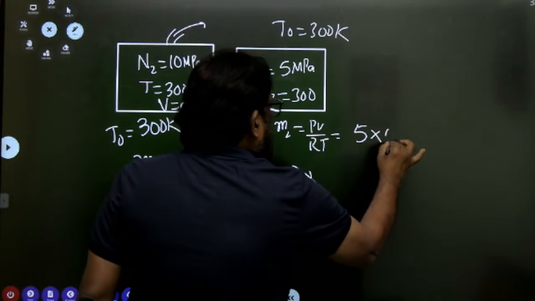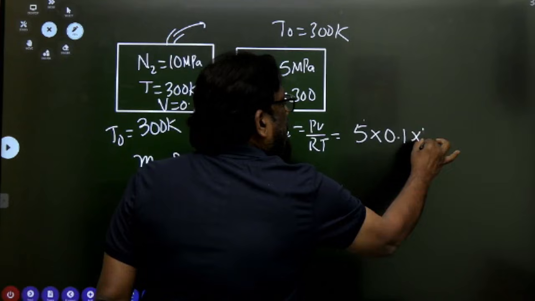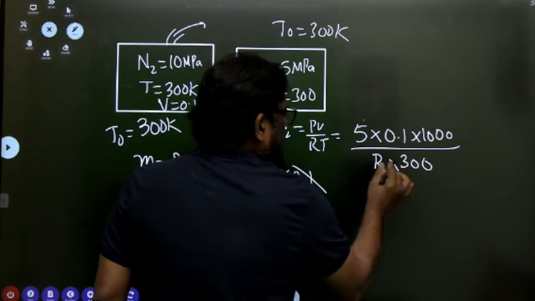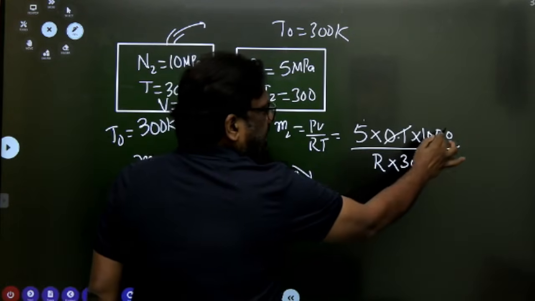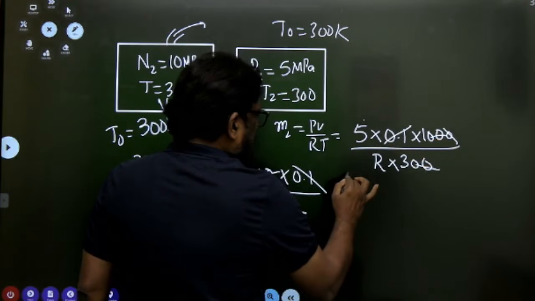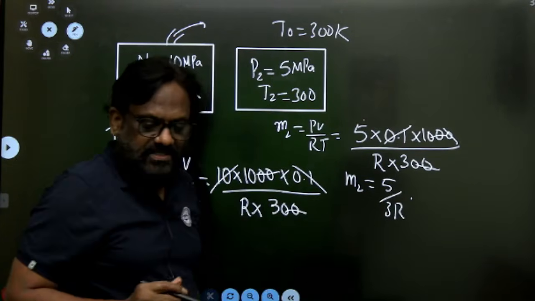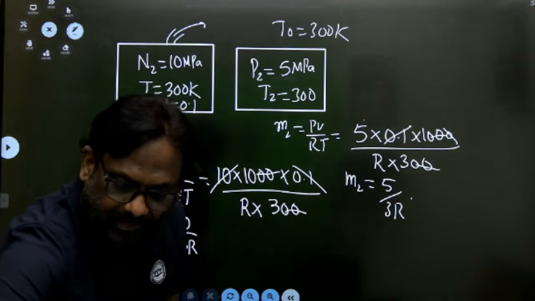5 and volume is 0.1, लेकिन ये मेगा में है तो किलो में कन्वर्ट करने के लिए 1000 by R and the temperature is not changing, it is 300. तो ध्यान से सुनो, 0.1 एक जीरो गया, 100 दो जीरोस गए, so the final mass is 5 by 3R. The final mass is 5 by 3R.